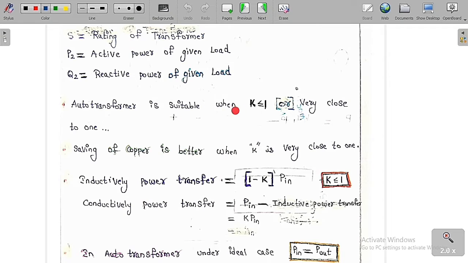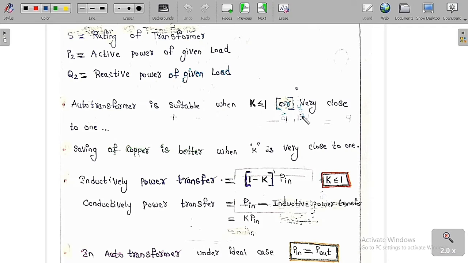See, an auto transformer is suitable only when K is less than or equal to 1 or very close to 1. So we are going to use an auto transformer only for this range, whenever K is less than or equal to 1 or very close to 1, where K is called the transformation factor.